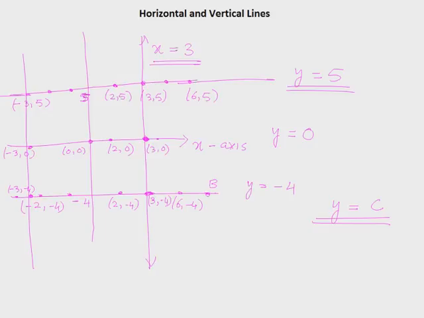Similarly, this line will have equation x equal to -3 for the same reasons. Every point on the line has x-coordinate -3 and no other point has x-coordinate -3. So the equation of any vertical line can be given by x equal to constant. That constant again determining where this vertical line is placed in our plane.